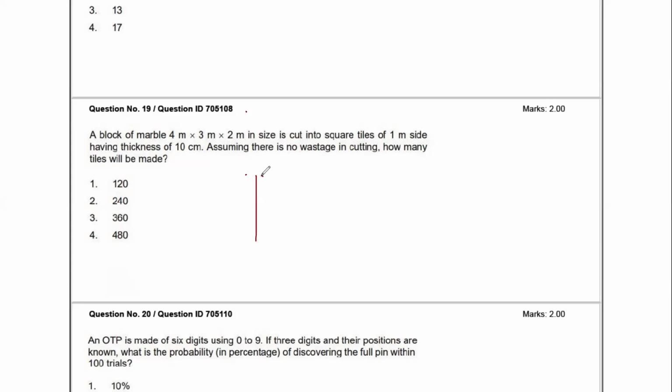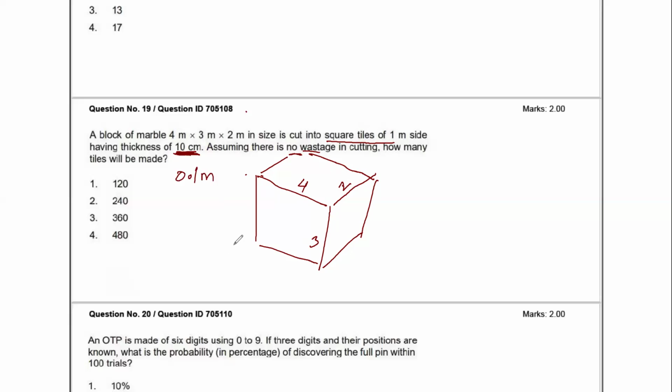So imagine it's like a box, okay? So you've got a box like that. And it's not a cardboard box, but it's a solid marble block, okay? Which is 4, and I would say this is 3 and this is 2. And the tile thickness is 10 centimeters. The square tile thickness is 10 centimeters, but it's a 1 meter square side. So I'm going to use this as 0.1 meter, 10 by 100. So how many tiles can be made?